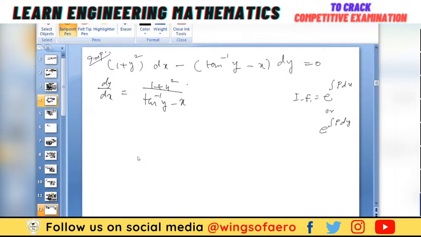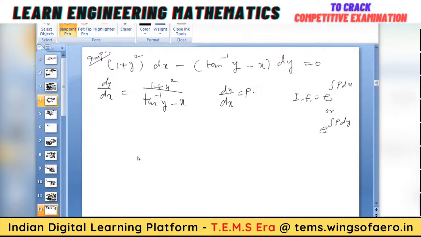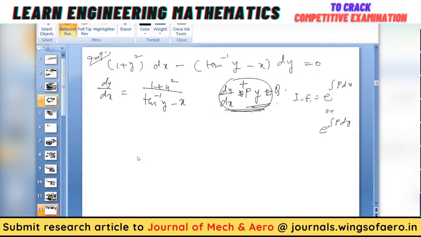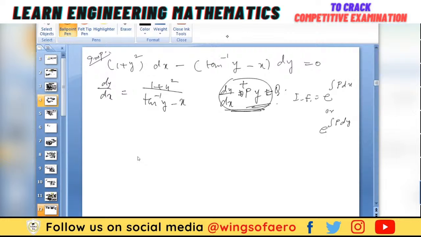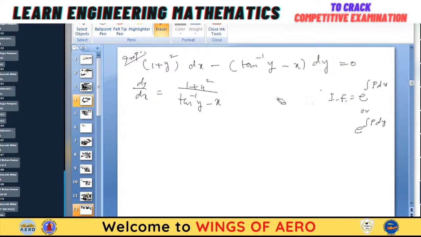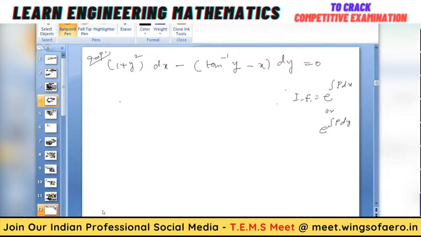This equation doesn't follow any rule for linear equation, that is dy dx plus px is equals to q. You can't find any equation or any kind of form like this. That is why in this case we have to turn this differential equation as dx dy, that is exactly the opposite form, and we need to find the solution as x equal to something.